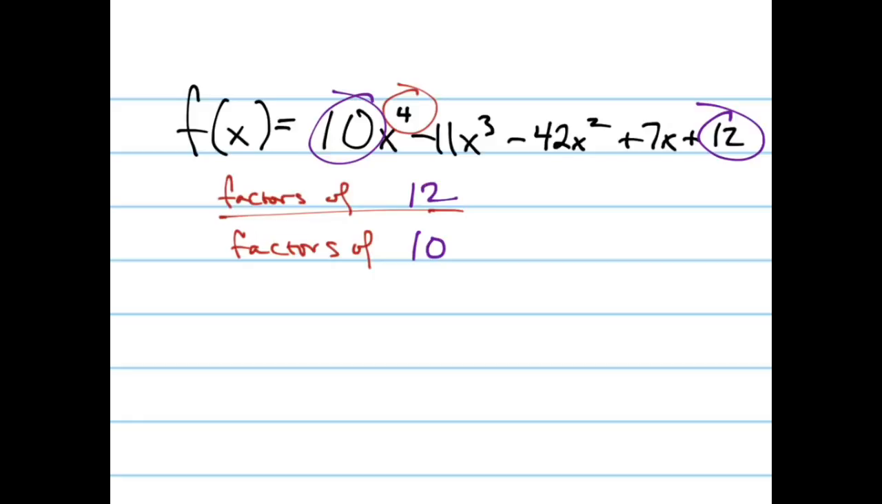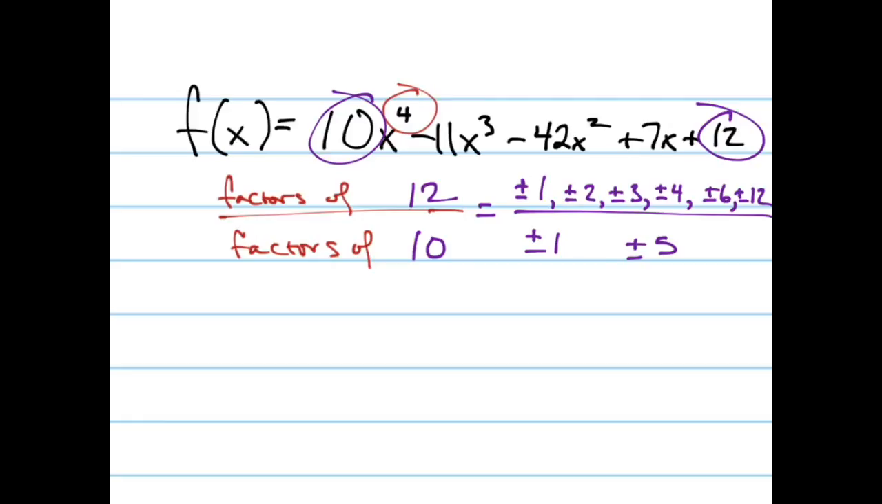Christian, what are the factors of 12? There we go. Sarah, how about factors of 10? 5, 1, 2. And what's the last? 10. Sometimes it's easy to forget the most obvious one.